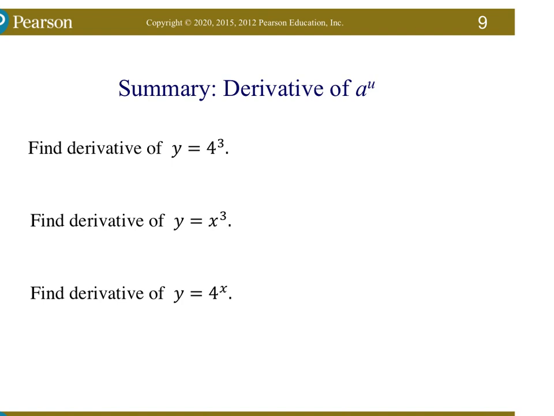Find the derivative of 4 to the third. Okay? The power is a number. And because the power is a number, we use the power rule. The power rule says move it down to the front, subtract 1, and do the chain rule.